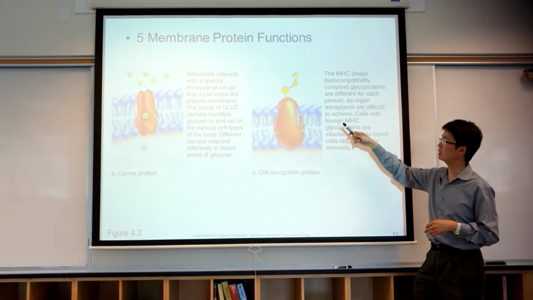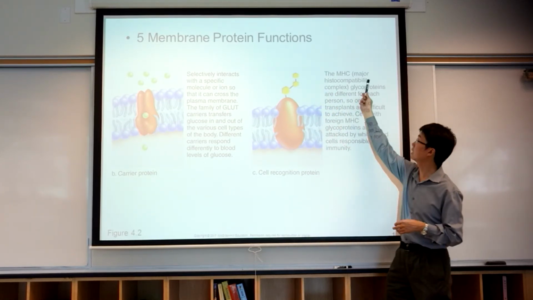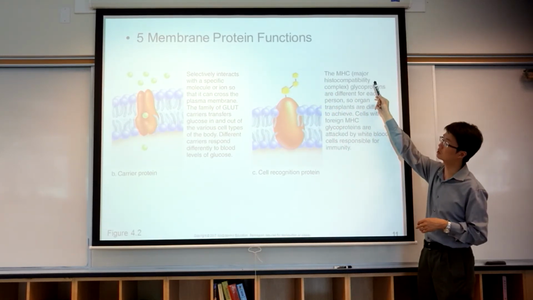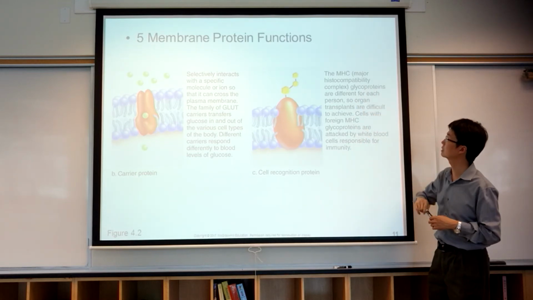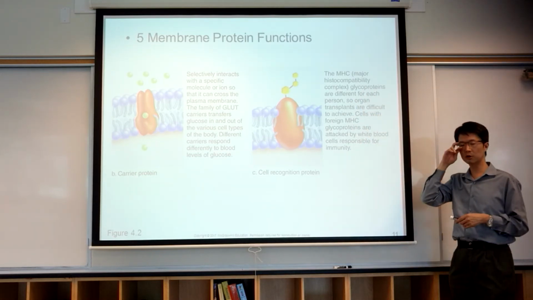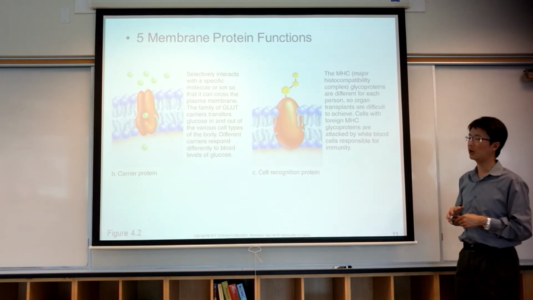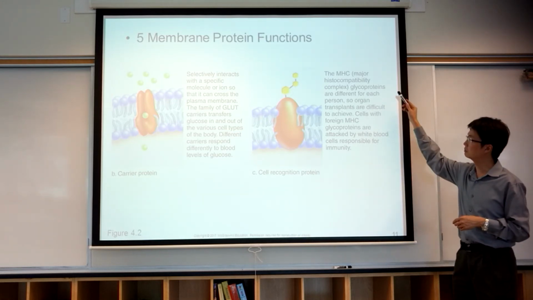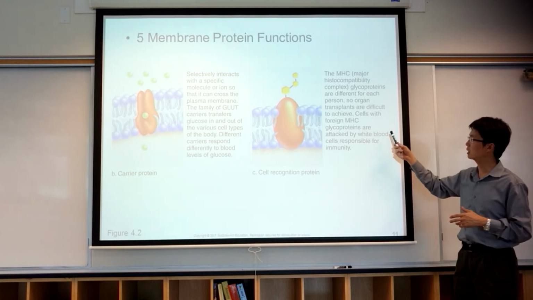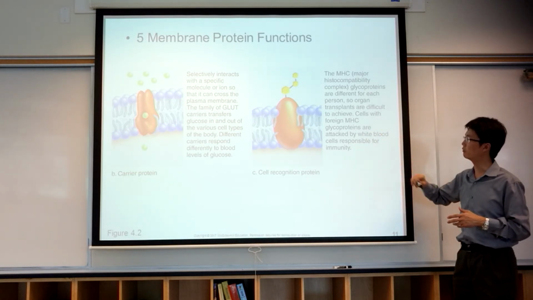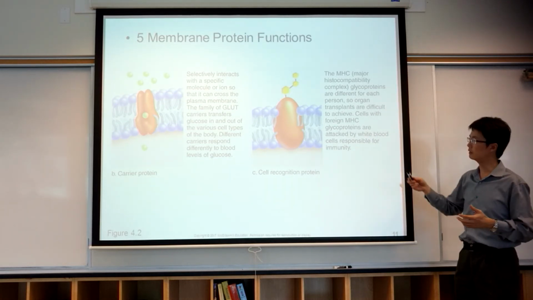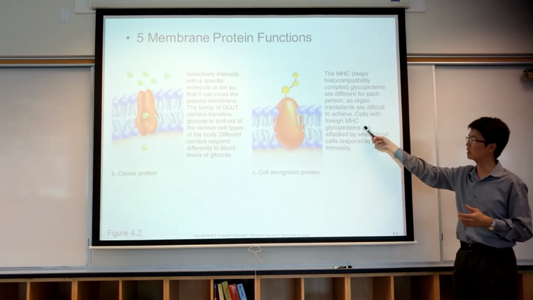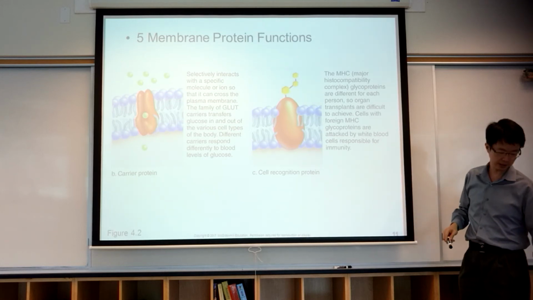Cell recognition proteins are glycoproteins. In here, it gives you an important example. It's called MHC, major histocompatibility complex. It is important because you will learn about this again in physiology. It is for your body to tell whether it is a foreign MHC or your self MHC. If your body determines it's a foreign MHC, then your white blood cell will attack.